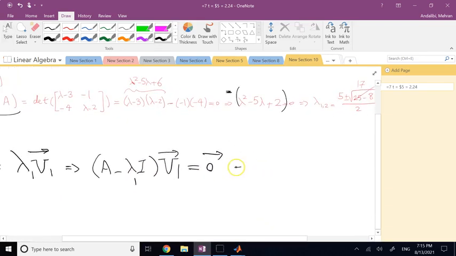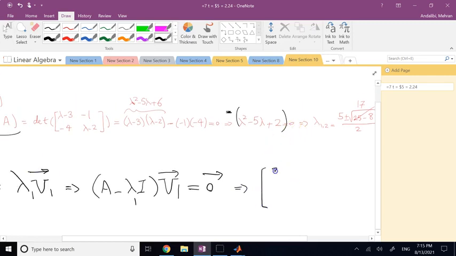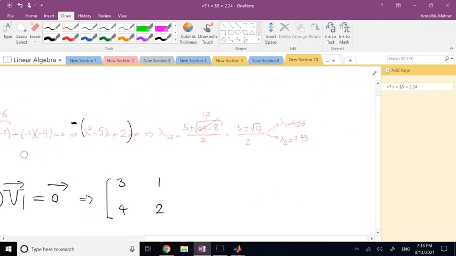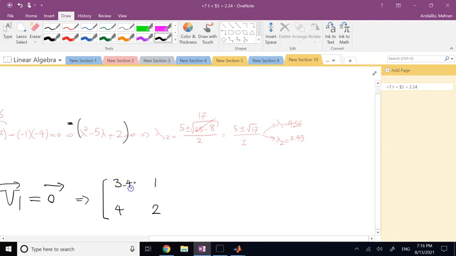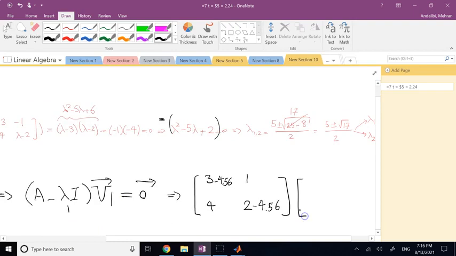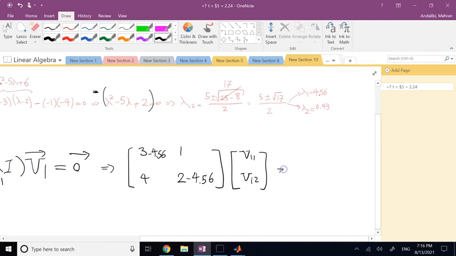Okay, let's plug in. So it is going to be A, which is 3, 1, 4, and 2, minus lambda 1, which is 4.56, on the diagonal. This is A minus lambda 1 I times v1. Now this v1, I can call it v11 and v12, right? It's a 2 by 1 vector. It has two unknown components. Let's call them v11 and v12. This is equal to vector 0, which is also a 2 by 1, so it's equal to 0 and 0.